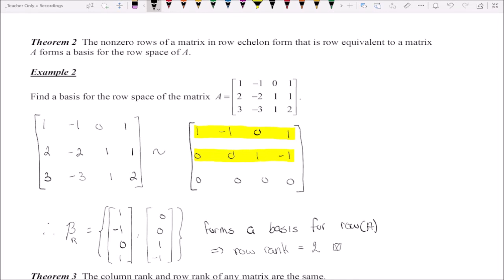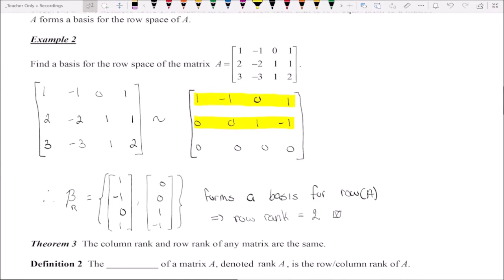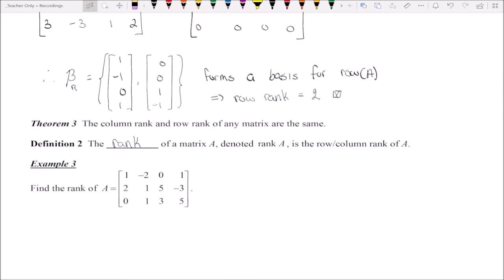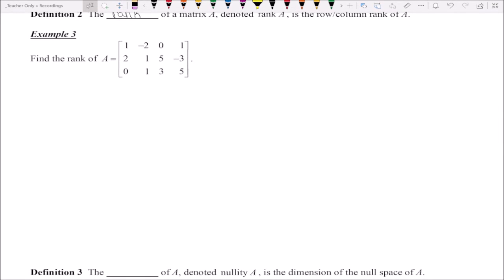So this leads to our next theorem, which simply states that the column rank and row rank of any matrix are the same. This will again be offered without proof, but that leads us into our definition of what we mean by the rank of a matrix. So the rank of a matrix A, denoted simply as rank of A, is the row or column rank of A. Since they're equal, it doesn't matter which rank you find. So we now wish to find the rank of this matrix. Well, all that this means is we have to find the row rank or the column rank.